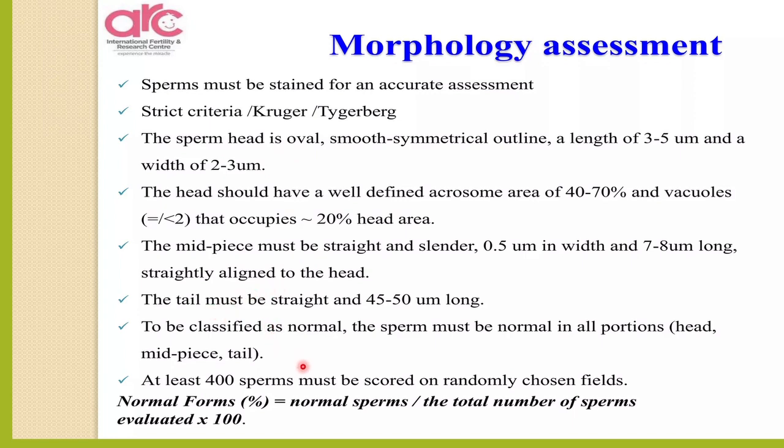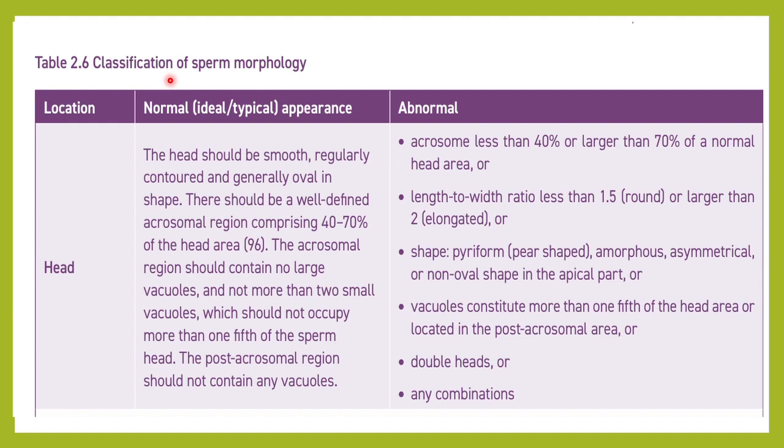To classify the sperm as normal, it has to be normal in all portions. The head should be normal, the mid piece should be normal, and the tail should be normal; only then will that sperm be counted as a normal sperm. If there is an abnormality in the head, even if the tail and mid piece are fine, then we cannot classify that as a normal sperm. For a normal sperm, all three structures, the head, the mid piece, and the tail, have to be normal. We count at least 400 sperms on randomly chosen fields, and we take the percentage of normal sperms. How does the WHO classify the sperm morphology?